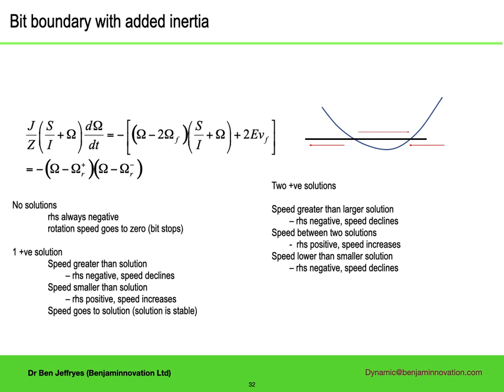So as Vf increases and the quadratic gets closer and closer to having no solutions, the range of speeds for which the bit will speed up to the upper solution gets smaller and smaller, until when there are no solutions the bit stops for all initial speeds.